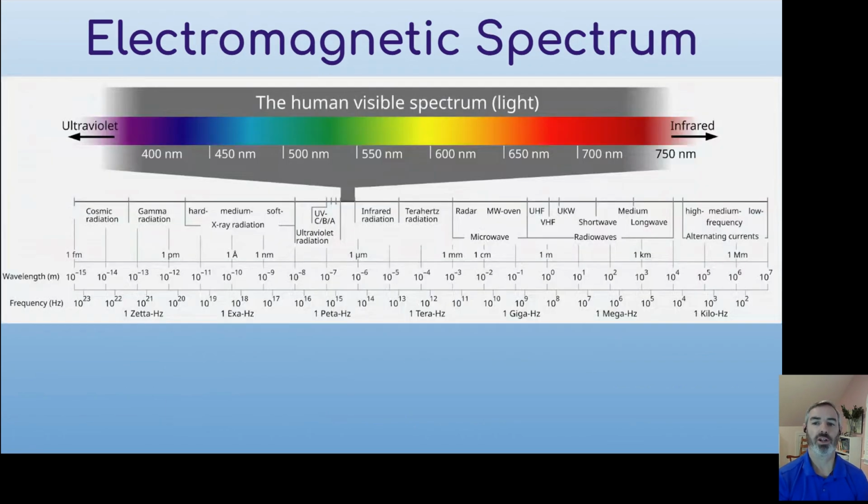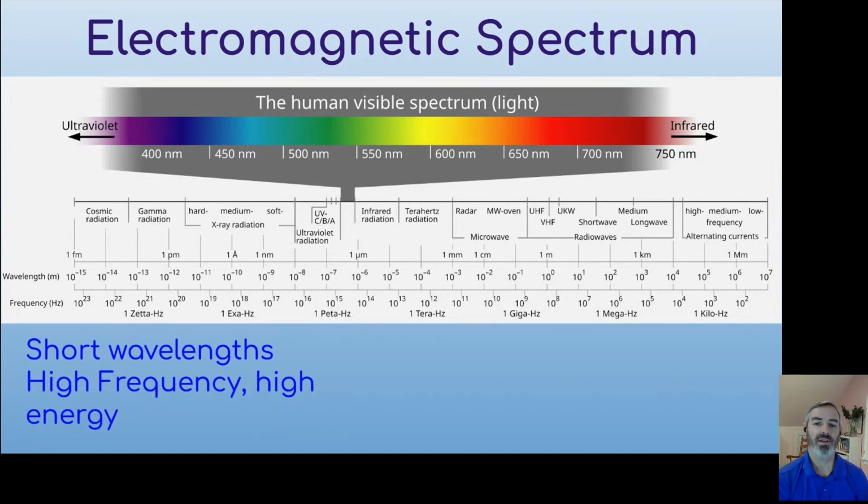If we look at the electromagnetic spectrum, you can see that between 10 to the negative 7th and 10 to the negative 6th meters wavelength is where our visible light spectrum is. 400 nanometers is our violet end, and 700 nanometers is the red end. On the left side, we have short wavelengths and high frequencies, where we've got gamma rays, X-rays, and ultraviolet radiation, and all of those have very high energy. So the further left, the higher the energy and the smaller the wavelength.